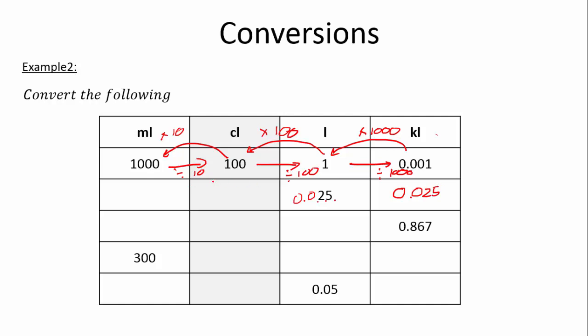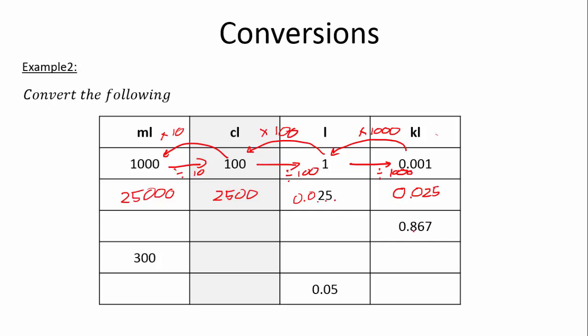Centiliters, we've got to multiply it by 100. That's quite easy. We just add 2 zeros. And now we're going to multiply it by another 10. So we just add another 0. 25,000. Right. Let's have a look.